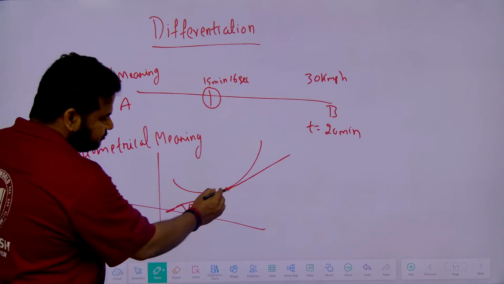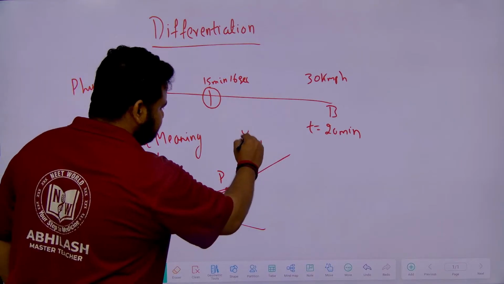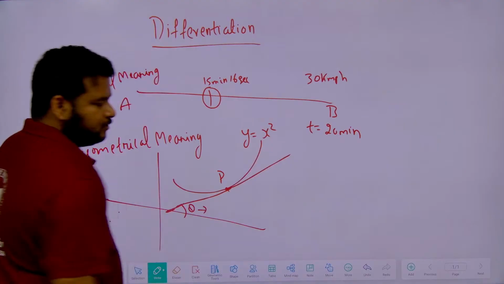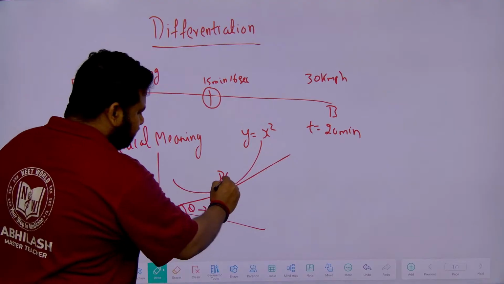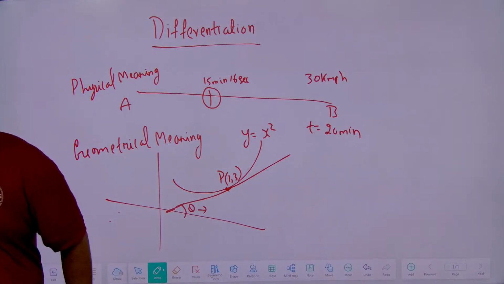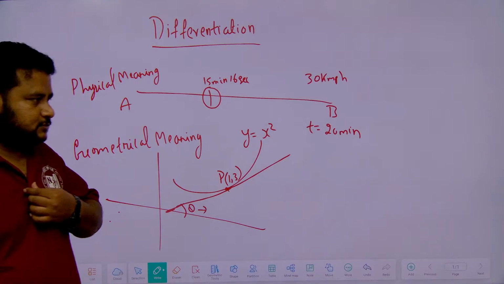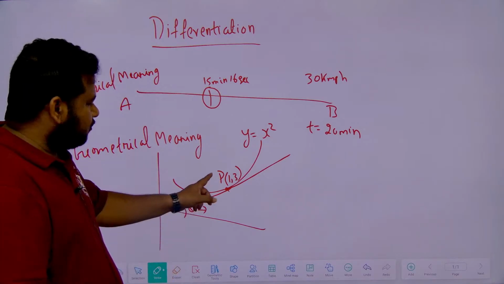Otherwise, at this point, let this be point P. For the function, suppose the function is given as y is equal to x square. Let this point be 1 comma 3, something like this.